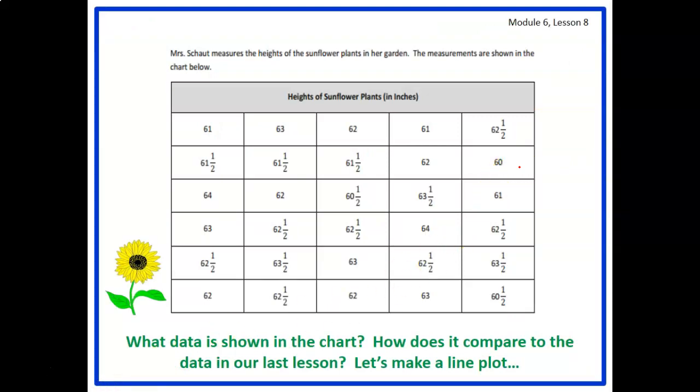Now let's look at the heights of some sunflower plants. Ooh, we love our sunflower plants, don't we? Mrs. Schnott. How would you like that to be your teacher? Mrs. Schnott.